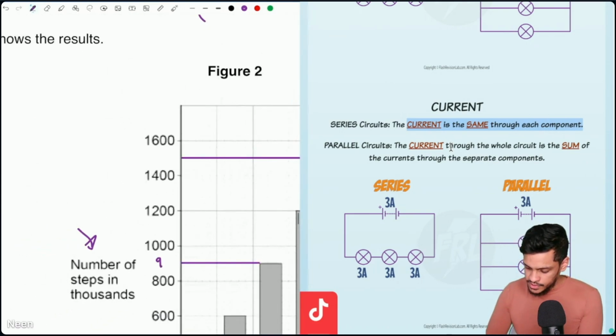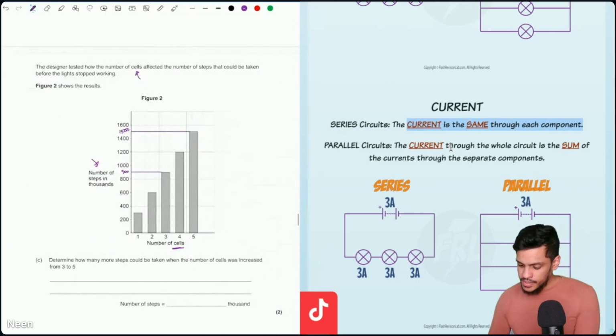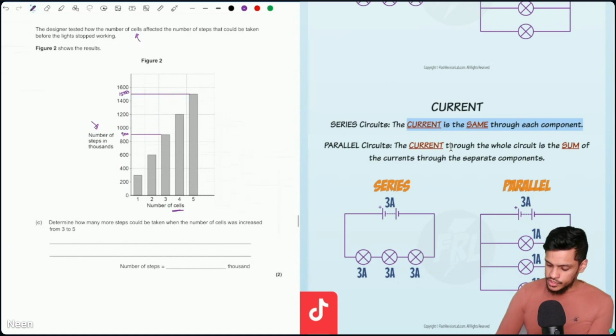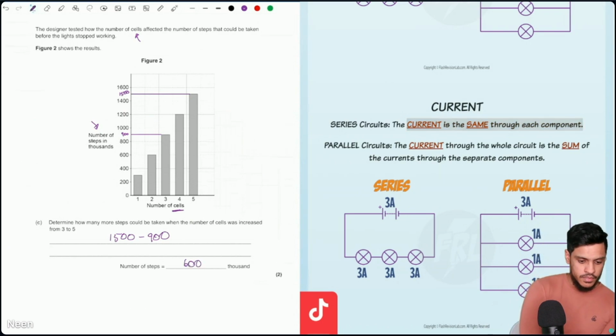So this one here, I would say is 900. This one here is 1,500. How many more steps could be taken? You just need to subtract the two. So 1,500 minus 900, which gives an answer of 600. Yep, well done, guys.